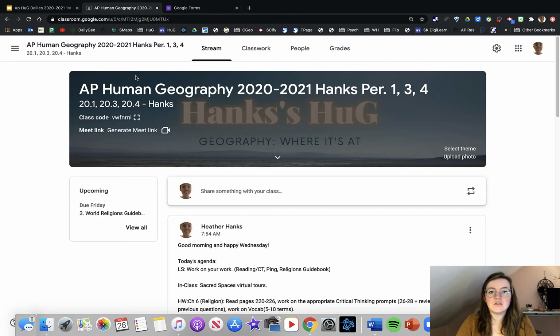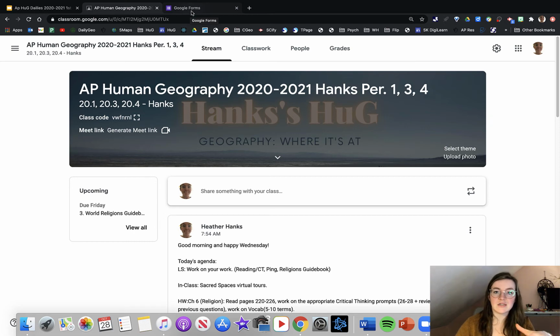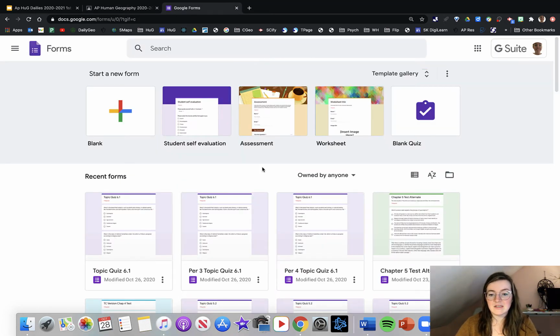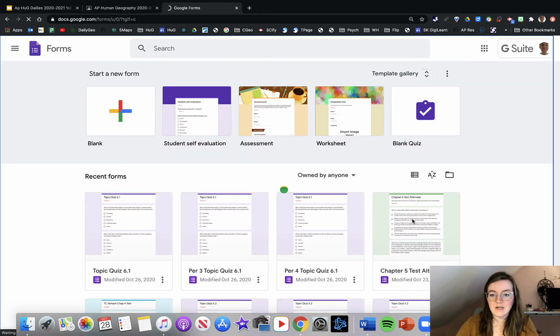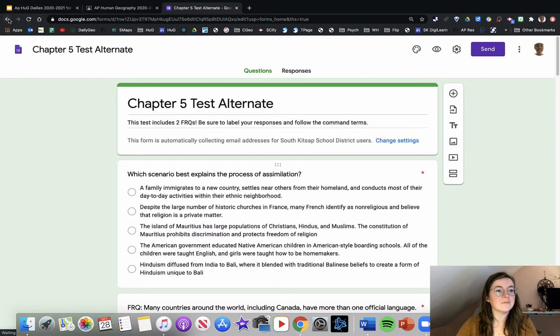So first thing you need to do is send me an email and say, hey Miss Hanks, I need to do test corrections for this chapter test. And I will send you the Google Forms link for the test corrections version. You do need the test corrections version because this is going to have numbers and letters, which that one doesn't.